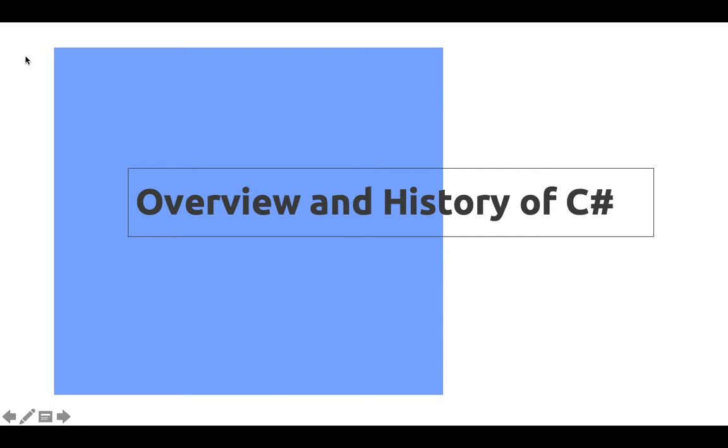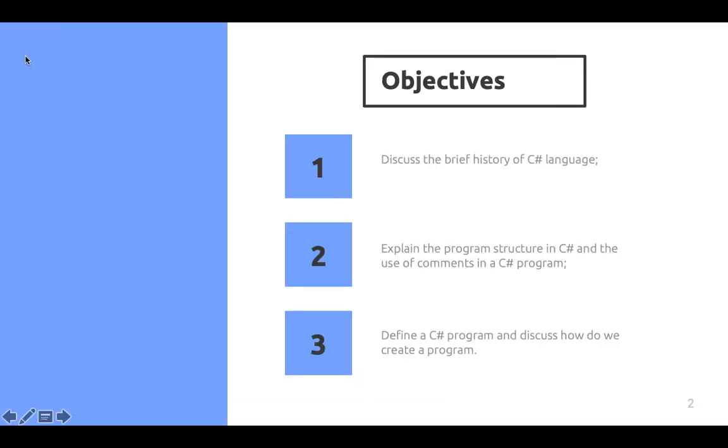So, we are now going to discuss the overview and the history of C Sharp. Under this module, we have the following learning objectives. First is to discuss the brief history of the C Sharp language. Then, we will also explain the program structure in C Sharp and the use of comments in a C Sharp program. And lastly, we will define what a C Sharp program is and discuss how we create a program.